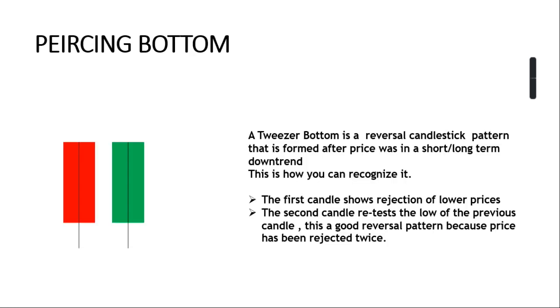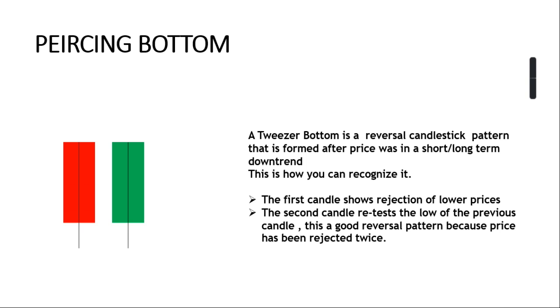What's the next one? So the next one is the piercing bottom. A piercing bottom is a bullish reversal pattern just like the previous ones we've seen, and it is formed after price was either in a short-term or long-term downtrend. And how do you recognize it? The first candle shows rejection of prices, and the second candle retests the low of the previous candle. And this is also a very, very good bullish reversal pattern. This one shows that this area was rejected twice, and this tells us bullish momentum.